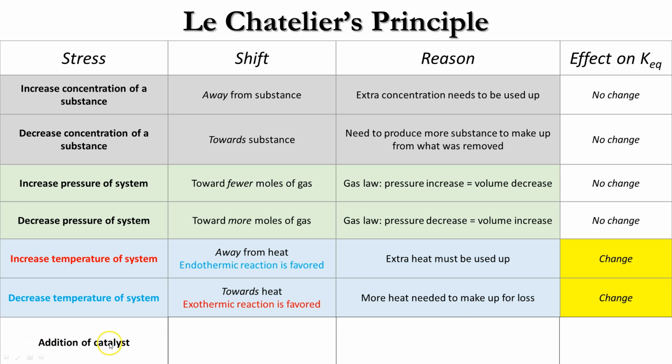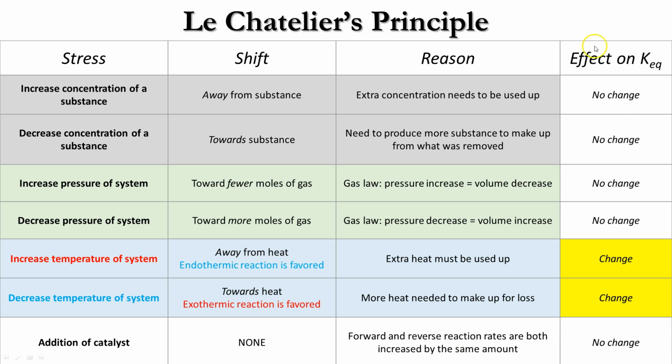And finally, a catalyst. Remember, a catalyst doesn't change what you start with or what you end with. All it changes is how quickly you get there. Think of it like taking an airplane from here to Disney World. You could walk there. A catalyst just makes it happen faster, but it doesn't change where you start or where you end. So there is no shift. The forward and reverse reactions are both going to take place, but they're both going to be faster and they're going to cancel out. So in the end, no effect on the KEQ.